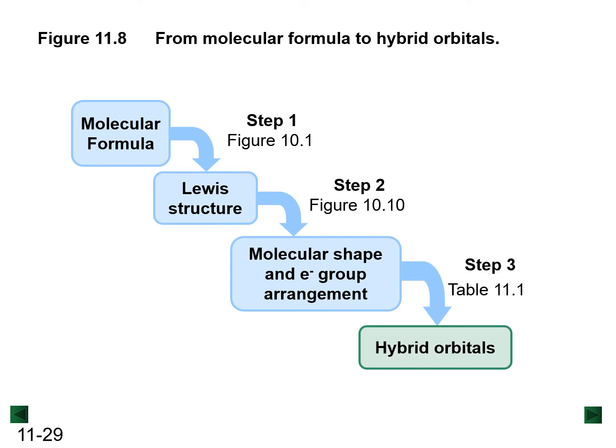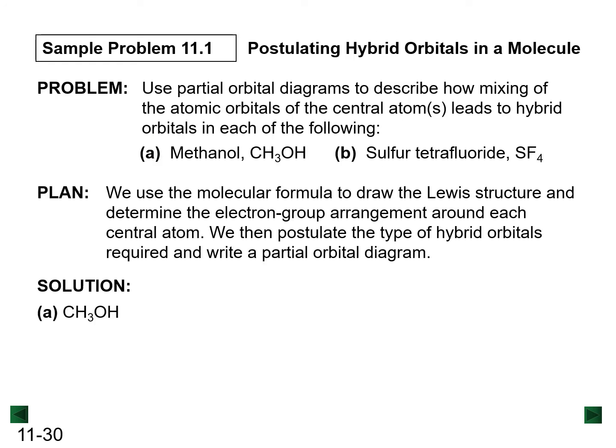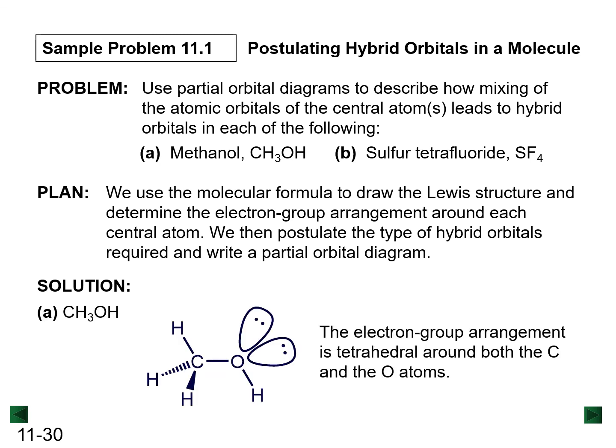First, you are given a molecular formula, then you need to draw the Lewis structure and determine the molecular shape and electron group arrangement, and please refer to table 11.1 to determine the hybrid orbitals that are involved in the center atom. Here is an example of questions that require you to determine the hybrid orbitals, and you must show the hybridization process. Okay, first from the molecular formula you must draw the Lewis structure and determine the electron group arrangement around the center atom. For example here, C.